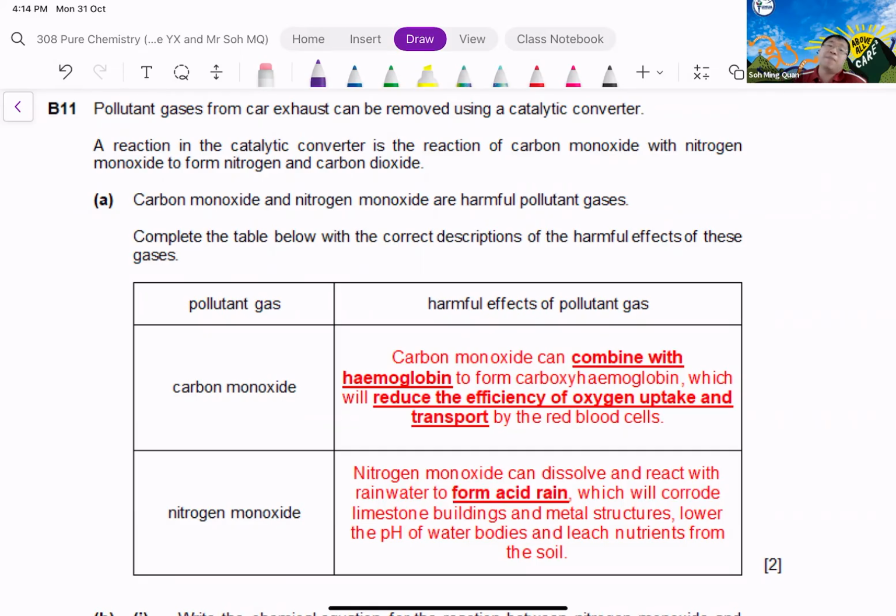Okay? So as mentioned, carbon monoxide combines with hemoglobin, forms carboxyhemoglobin, and that will reduce the efficiency of oxygen uptake and transport by your red blood cells. Nitrogen monoxide is one of those oxides of nitrogen. It will react with rainwater to form acid rain, which corrodes your limestone buildings and metal structures, lowers the pH of lakes and oceans, and leaches nutrients from the soil.